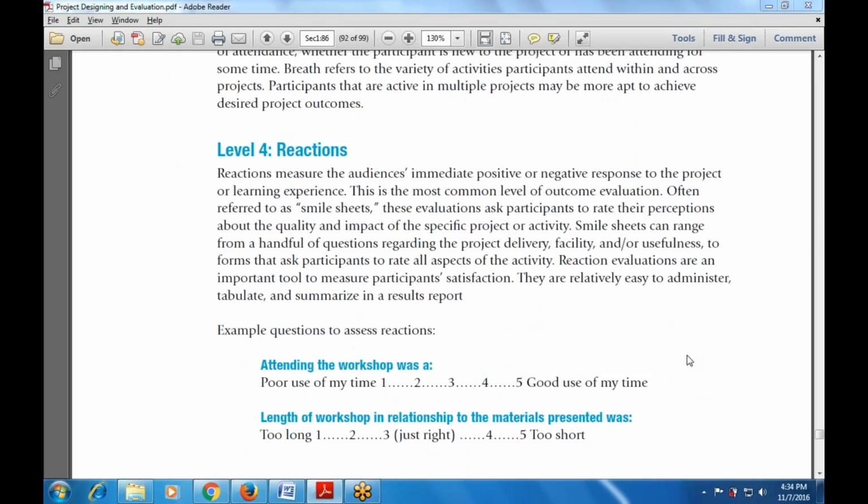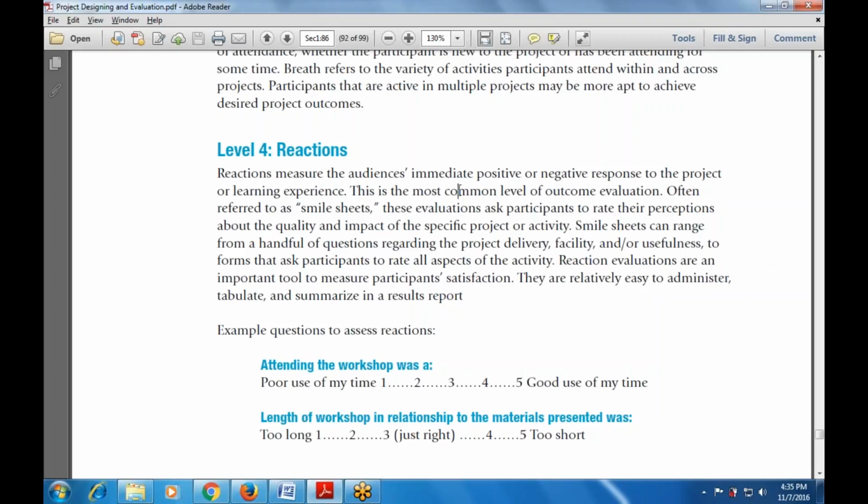Now come to level number 4, the reactions. What is the meaning of reactions? This measures the audience's immediate positive or negative response. A reaction means feedback. It is the audience's immediate positive or negative response to the project or the learning experience.